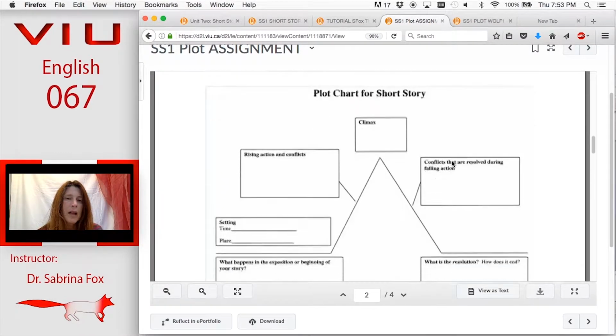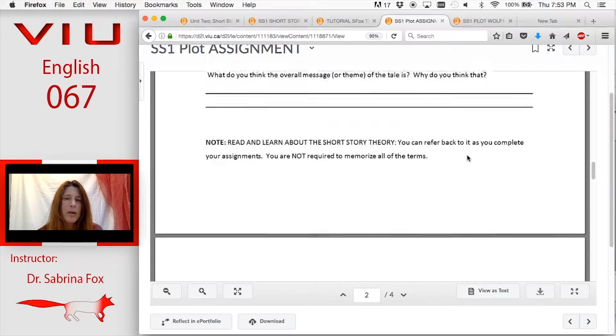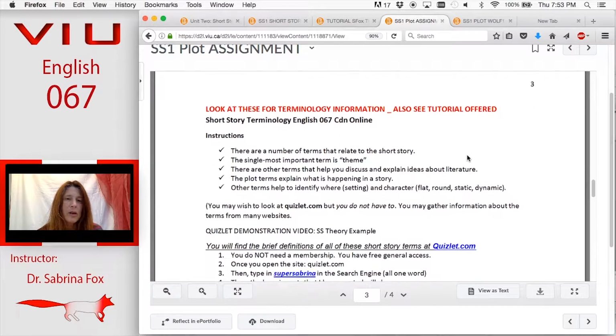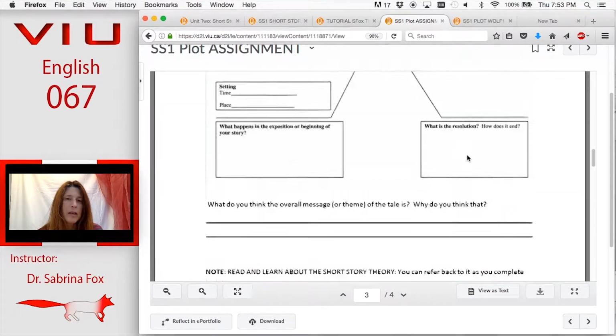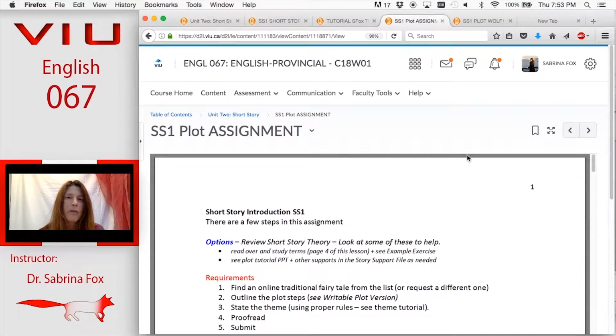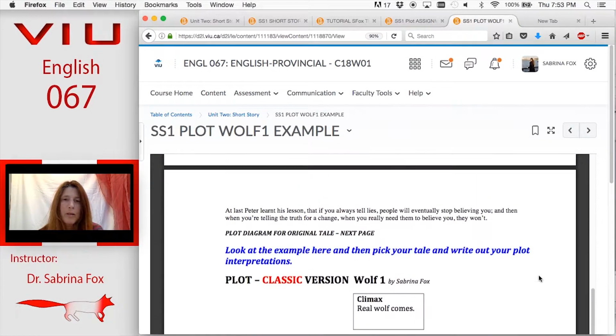So on this assignment page, it gives you the diagram, and there's a template under supports, and then it asks you also to state the theme. Here's places where you can look at and study short story theory if you want to do more than that. So that's the assignment, but what does the tutorial look like? Well, that's important too, right?